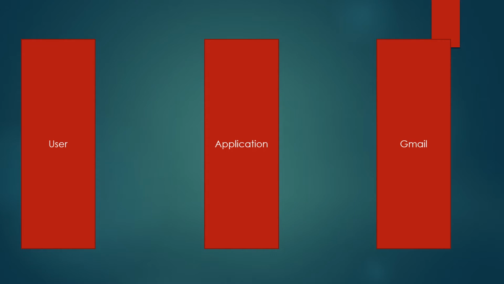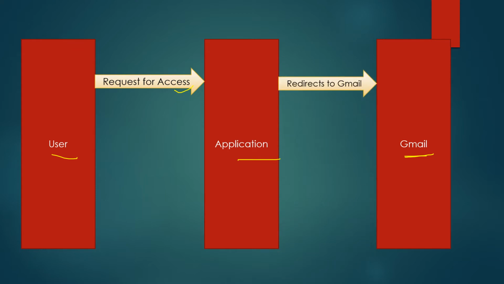Basically, we'll have three pillars here: the user, the application, and the third-party provider. In our case, we are taking Gmail as an example. Remember that this can be any provider that the application has a tie-up with. So what happens here is that a user will request access or registration to this particular application. Based on that, the application will give the user the flexibility that you can go ahead and use your Gmail credentials to log into or register to this application.